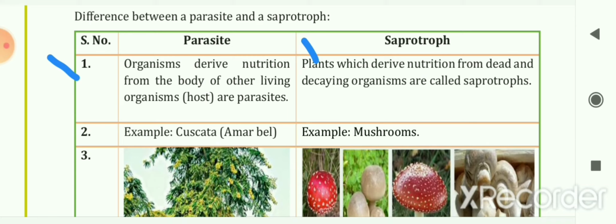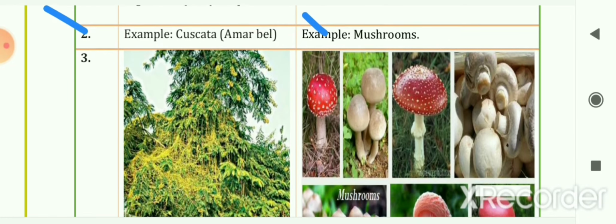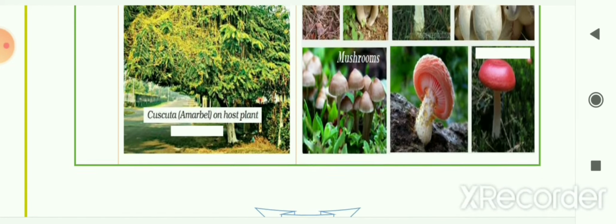The example of parasites are Cuscuta or amarbel. The example of saprotroph is mushroom. So in the next, here the picture of the amarbel and mushroom is shown.